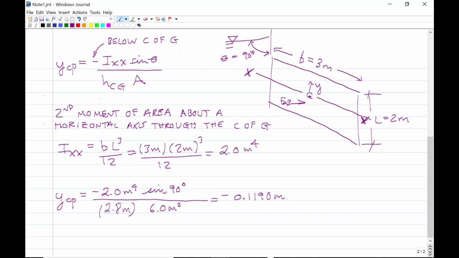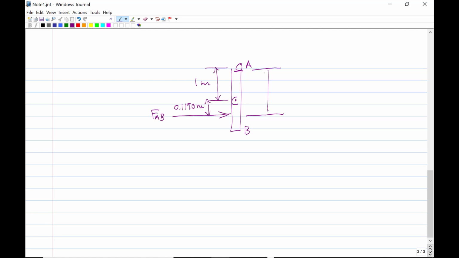So just to be clear, let me go to the next page and make a little drawing. I'm going to draw the gate again here because the question asks to locate that force. So here's the hinge. So the force on AB acts at 1.119 meters from hinge A. And that answers part C. And that completes this demonstration.